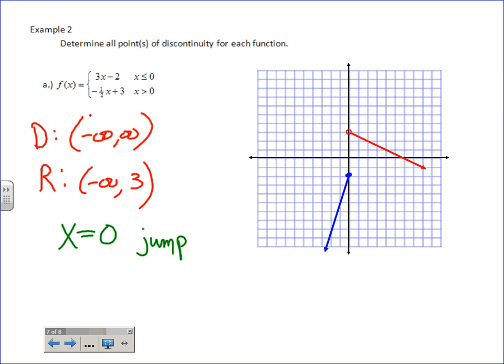Because that's the x value at which the jump occurs. Do you agree that at x equals 0, that's where it jumps? Yep. Yeah, it was traveling along just fine here on this blue line, and all of a sudden, whoa, way out up on the red line. So that's where the jump actually happened. Okay.